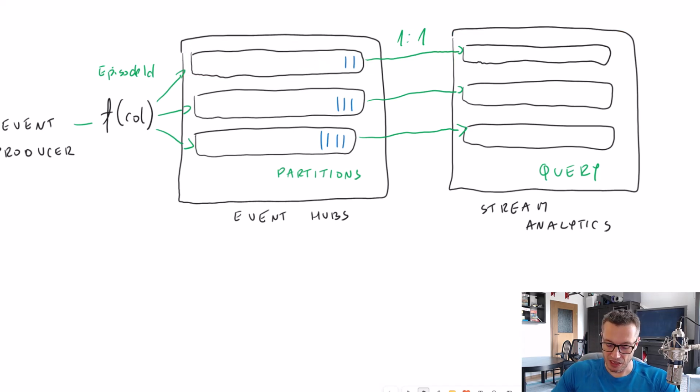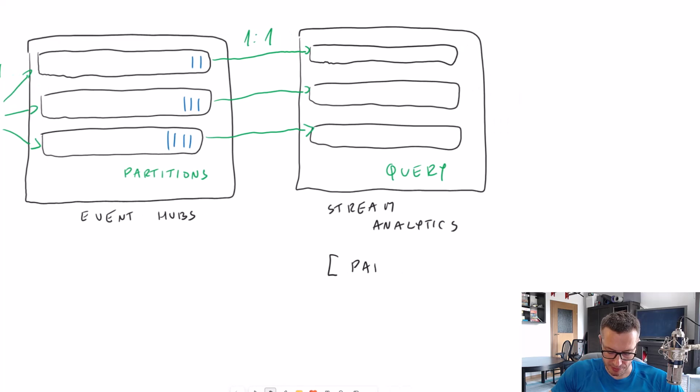Now, if you use an older compatibility level than 1.2, then you would have to modify your query a bit and add this partition by statement. Partition by some column, right? In case of the newer one, it has to be defined just as one of the input properties.